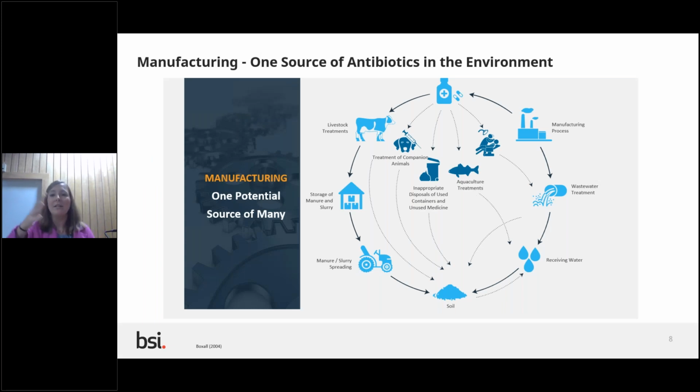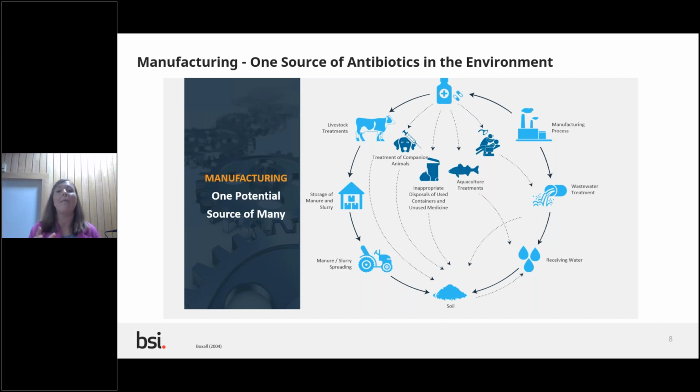So this slide here does talk about exactly where and how, from the antibiotic manufacturing process, the waste is discharged into often a wastewater treatment facility. The discharge then is treated and goes into the receiving water, which then can potentially enter into soil, going into manure from a farm environment. There's also storage of that, which ultimately can be used to also treat livestock.